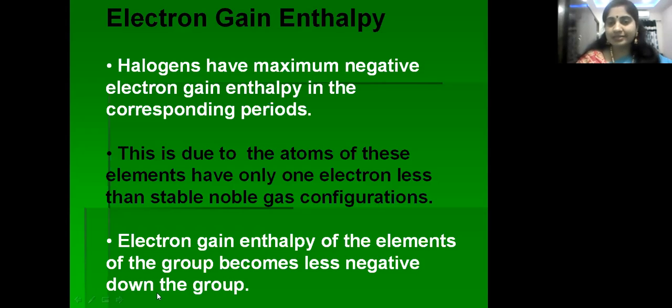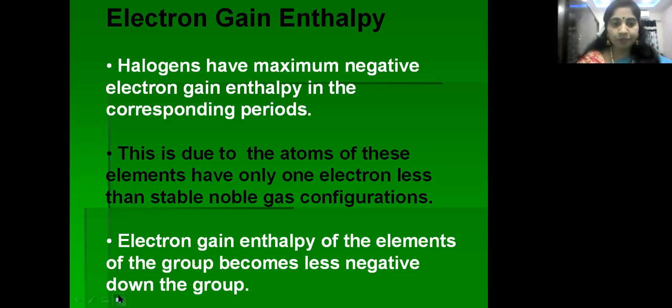Next, electron gain enthalpy of the elements of the group becomes less negative down the group. Because as the size increases, then what happens? Electron gain enthalpy decreases. Okay children, because the size increases, the nucleus is very far. So if you give an electron, the attraction towards that electron will be less. So that's why as the size increases, electron gain enthalpy decreases. So electron gain enthalpy is also inversely related to atomic size.